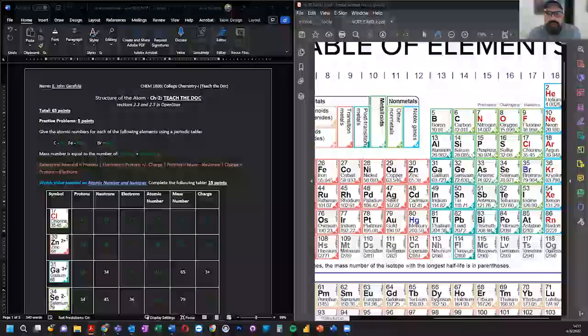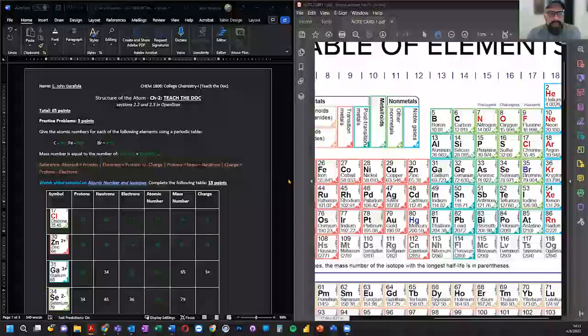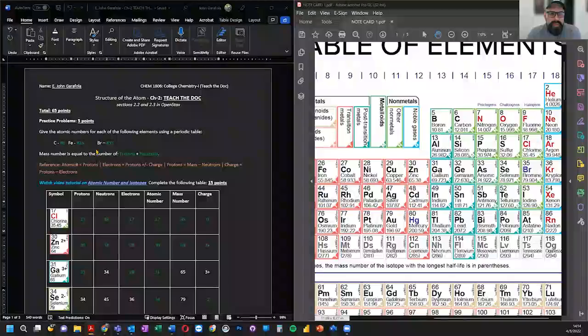Fe is iron, located right here, so that's atomic number 26. Plug that in. And then Br is bromine, which is right over here, atomic number 35. Pretty simple stuff there. Moving on, mass number is equal to the number of blank and blank. Its mass is equal to the number of protons and neutrons.